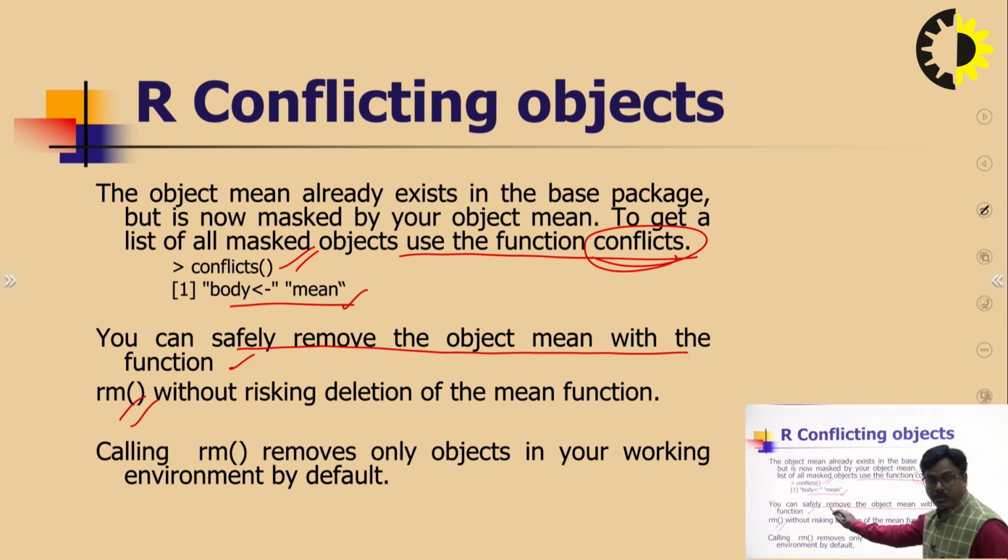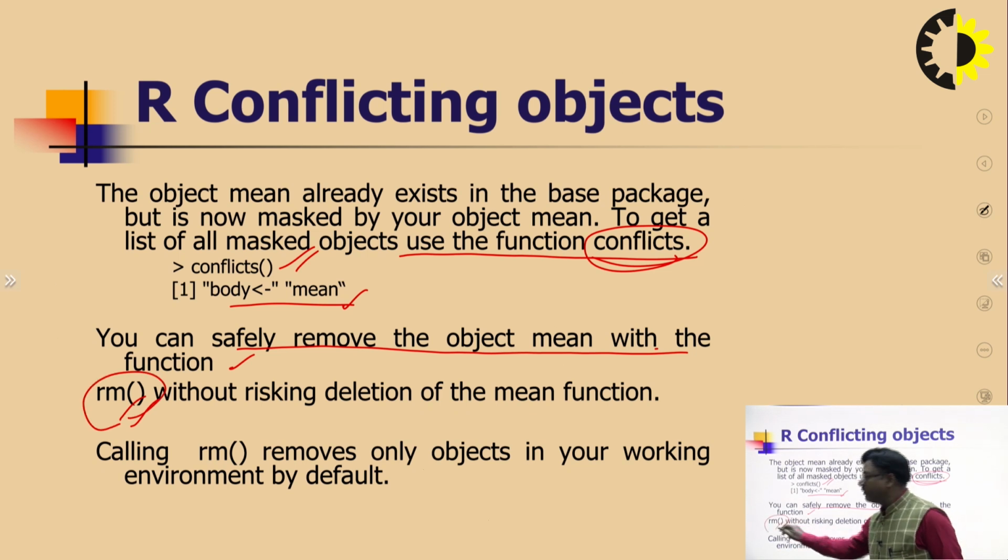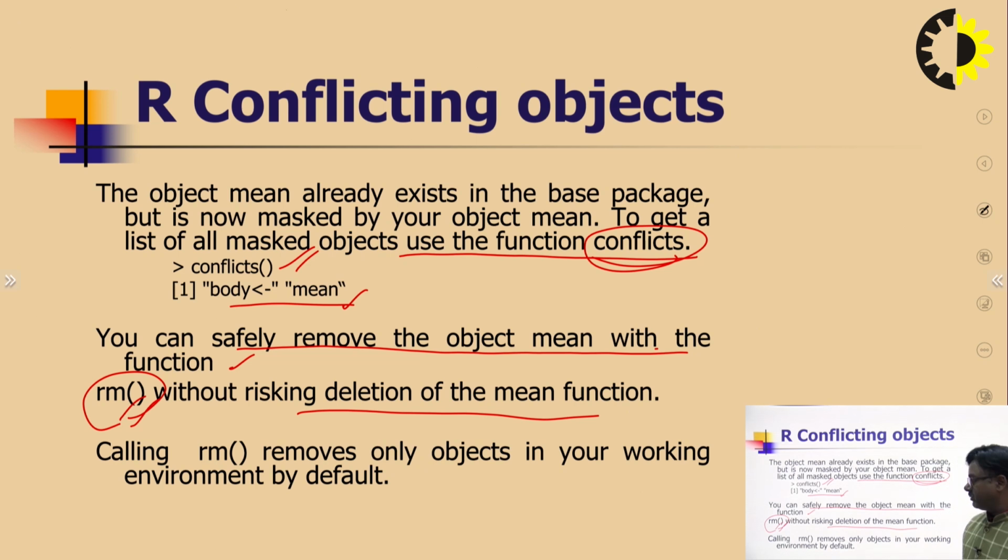Safely, this is very important. Safely remove the object mean with the function rm. Whenever we are writing our program, since we have used mean as an object in our current session, and we do not want to create any further conflict with the built-in mean, we will simply remove that mean object by calling the rm function, without risking deletion of the mean function.